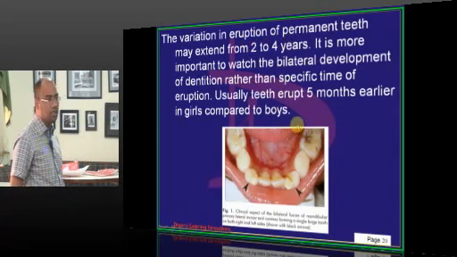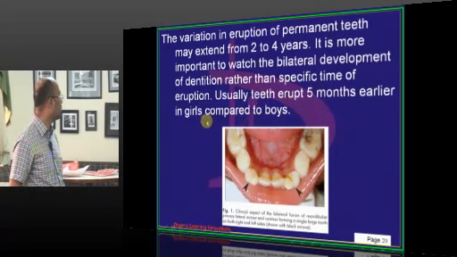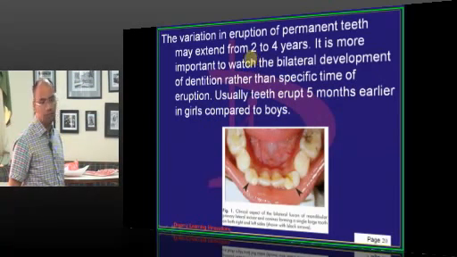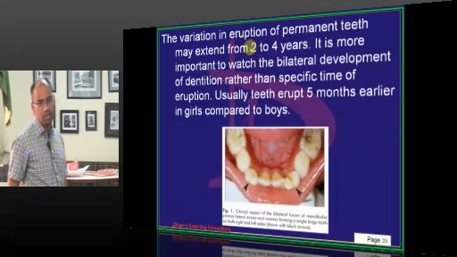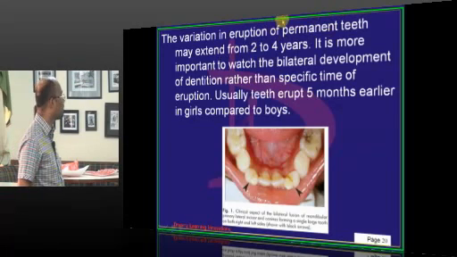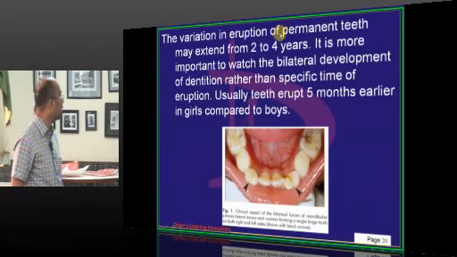Usually the teeth erupt 5 to 6 months earlier in girls compared to boys. When you see the sexual dimorphism, they erupt relatively earlier in girls when compared to boys. So the variation in the eruption time is approximately 2 to 4 years.